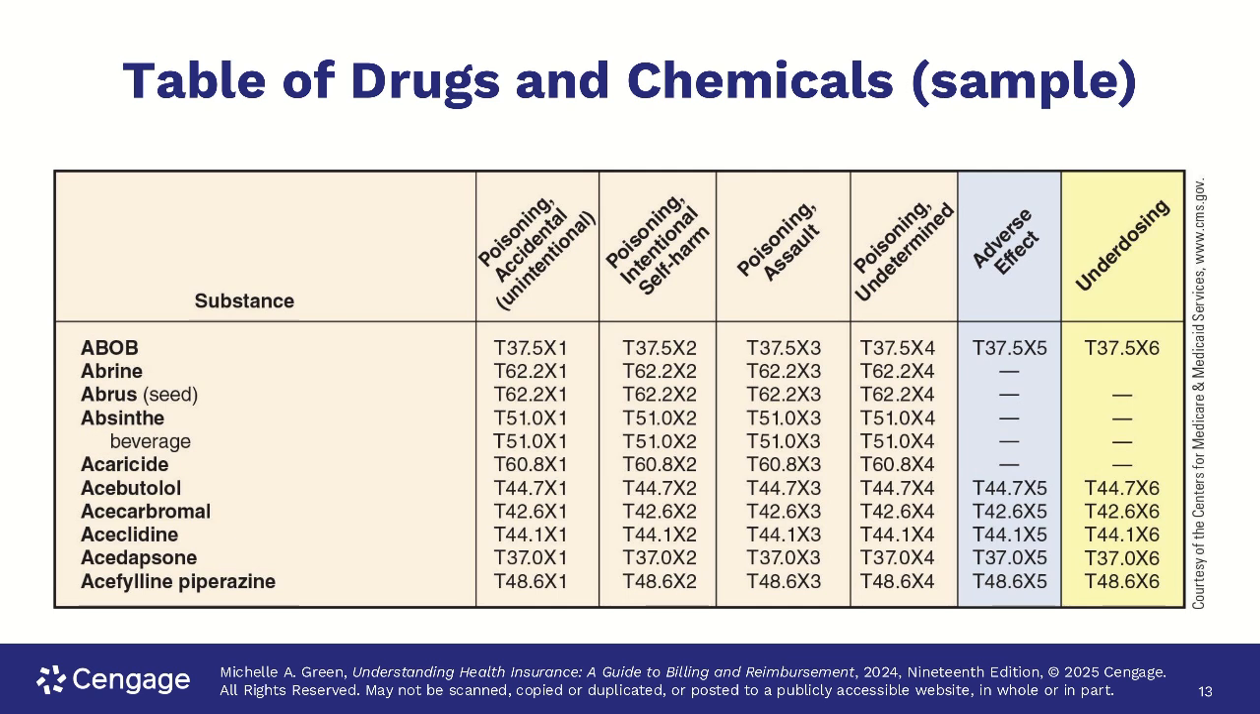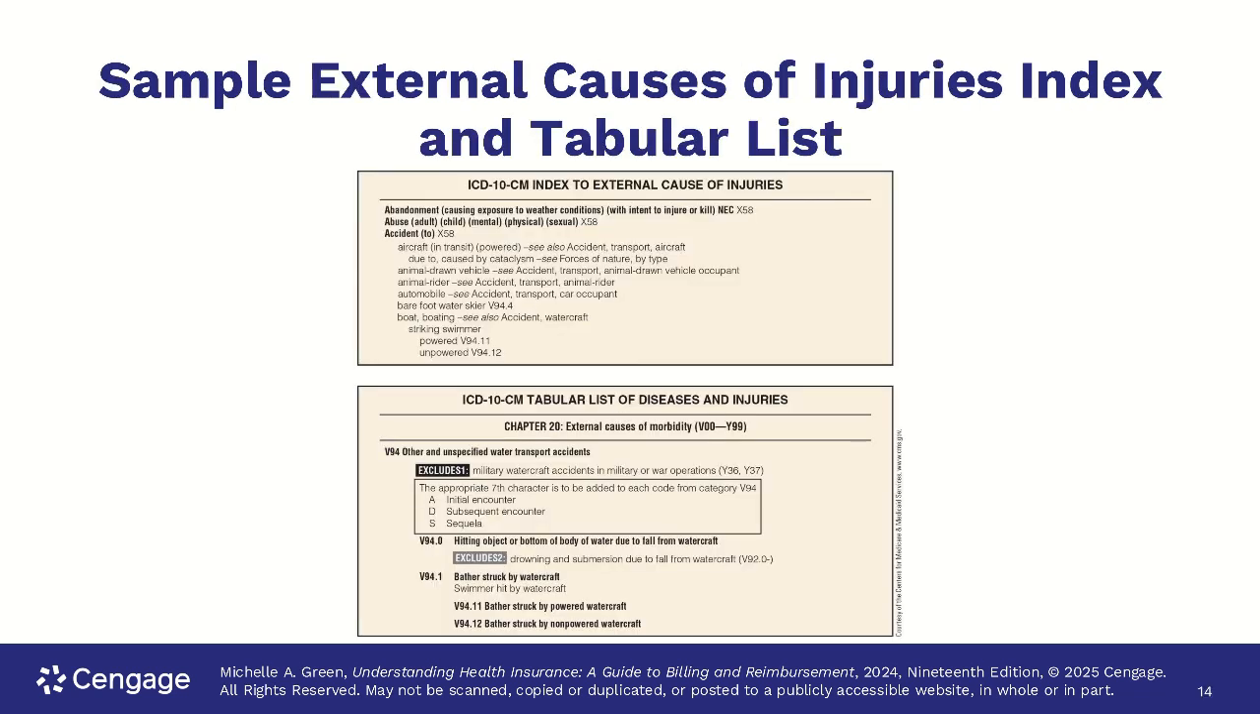Then we have our table of drugs and chemicals, which subsequently also has 6 columns. And notice that the first 4 columns are related to poisoning, but different intentions behind the poisoning. And then we have a column for adverse effect and then underdosing. Just like the neoplasm table, we can never ever code from the table of drugs and chemicals. We must always verify the code in the tabular list.